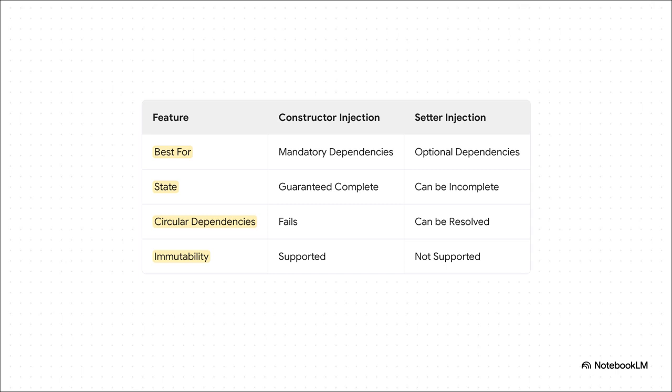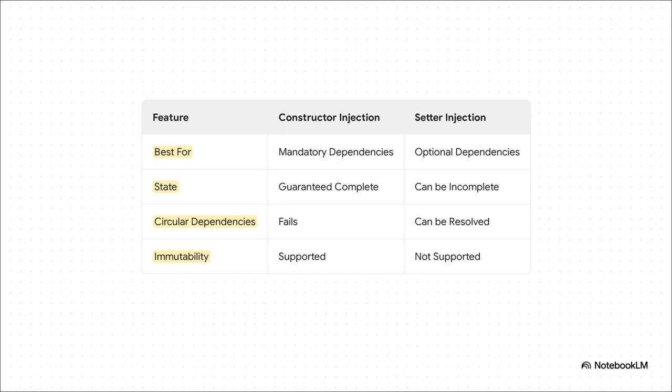Constructor injection is for mandatory dependencies, the stuff your object absolutely cannot live without. Setter injection, on the other hand, is for things that are optional. Next, immutability. With constructor injection, you can use final fields, which means you can create truly immutable, thread-safe objects. You just can't do that with setters. That leads right into state guarantee. A constructor-injected object is always valid and fully initialized. With setters, there's a small window where the object exists, but its dependencies aren't set yet.